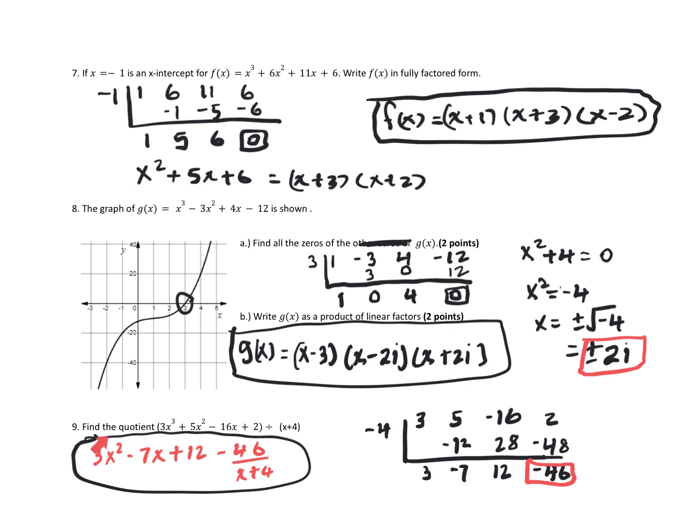Okay, the next one, I'm told to find the quotient, given this equation, divided by that. So how do I do that? Synthetic division. I put -4, always remembering this is the opposite, and these are my coefficients. I use them to write the equation, going 1 degree down, and that's how I get 3x squared minus 7x plus 12. This is my remainder.